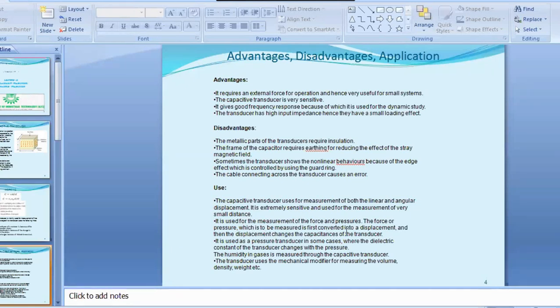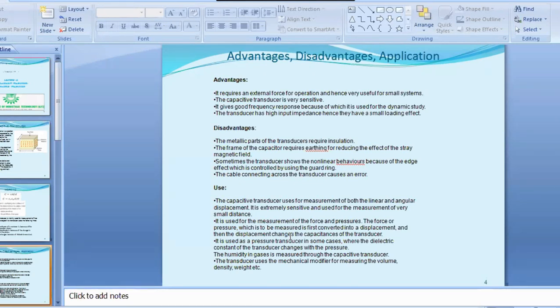It is used for the measurement of force and pressure. When I apply force and pressure, some object causes some displacement, and that changes the capacitance, so you can measure it. You can calibrate in terms of force and pressure as the input quantity, because force is first converted to displacement, then displacement changes to capacitance.